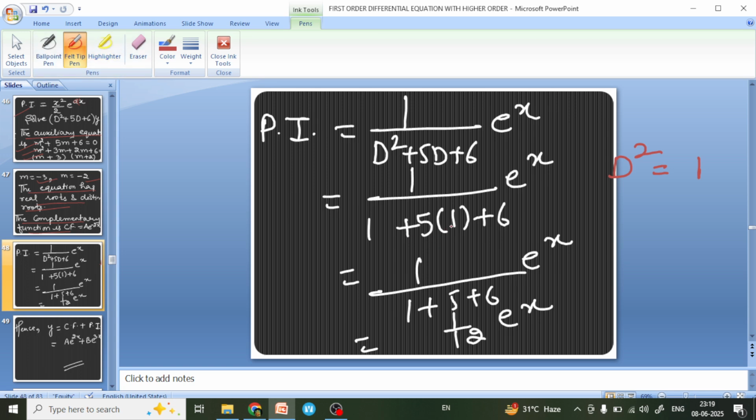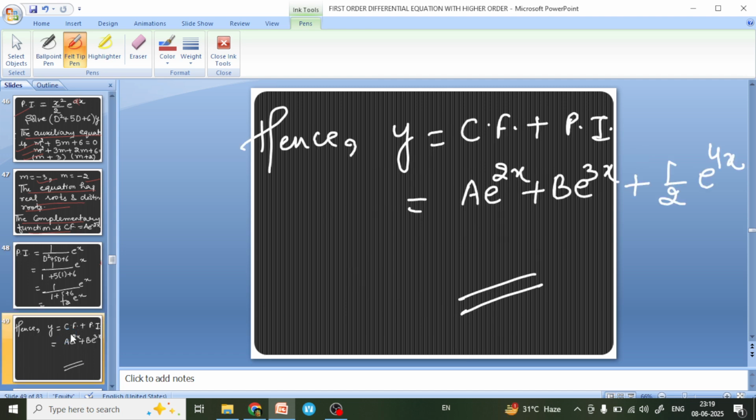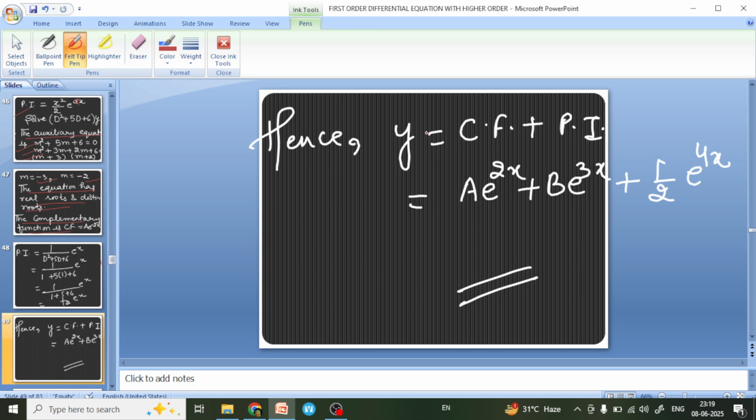Now D replaced by 1, so D square is 1 and 5 into 1 is 5, and we will find 1 by 12 e raised to power x is the PI. After that we will substitute all these values in CF plus PI, and we will find the general solution.